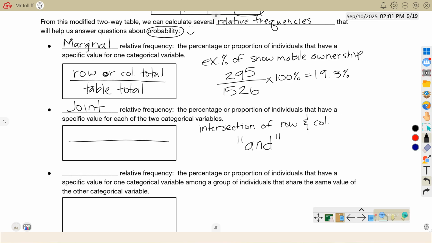To calculate it, we're going to find that single cell that's located at the intersection, and we're going to divide it by the table total. So this is one box out of the table divided by the sample size.